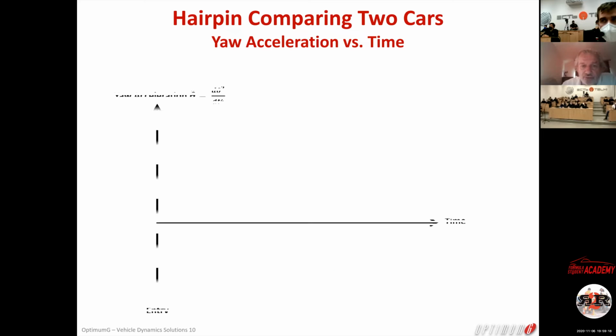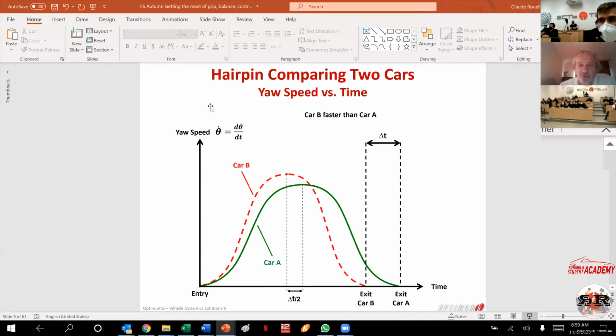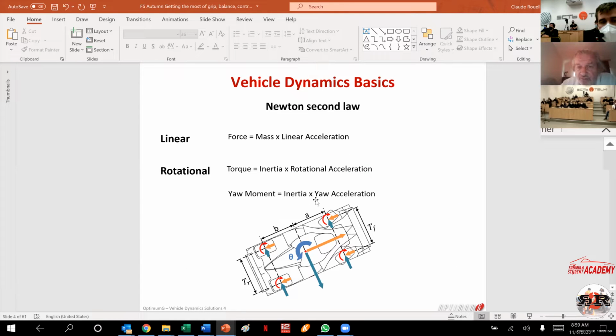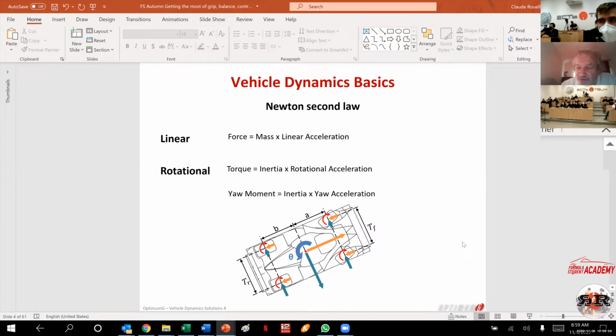So you want to have more yaw velocity earlier, therefore more yaw acceleration, okay? You will understand that the yaw acceleration is 0 at the apex, which means what? Be careful here. Allow me to go backward. You remember that the yaw moment is the inertia multiplied by the yaw acceleration. That means that if the yaw acceleration is 0, the yaw moment is 0.